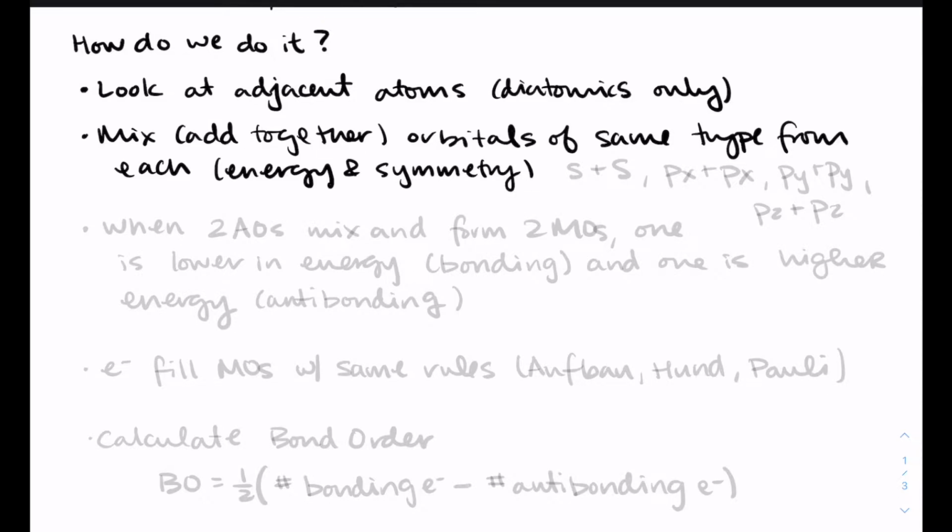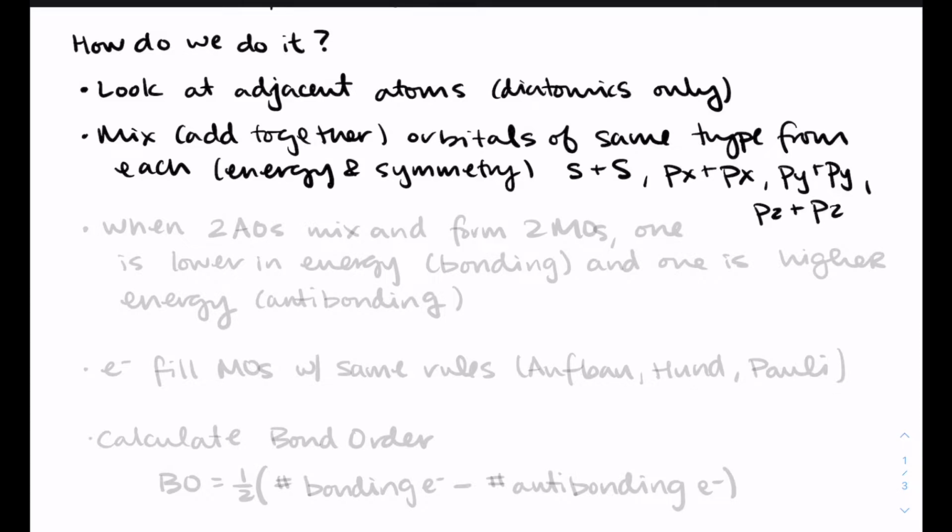So what this means is that I'll be doing an s orbital with an s orbital. Px will overlap with px, py will overlap with py, pz will overlap with pz. When two atomic orbitals mix and form two molecular orbitals, one will have a lower energy, and we'll call that the bonding molecular orbital.